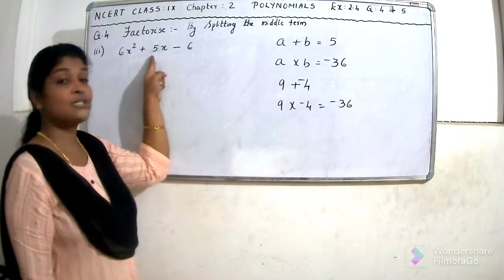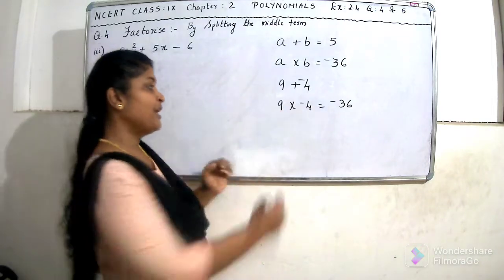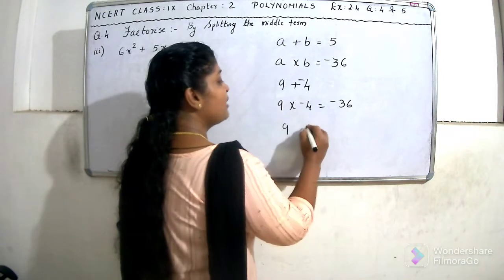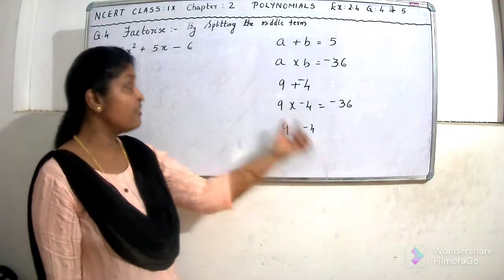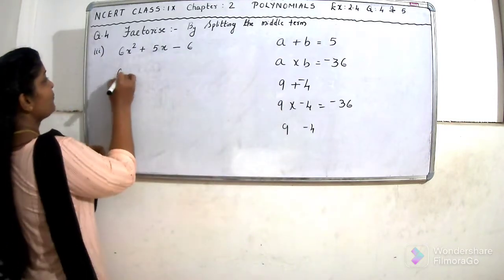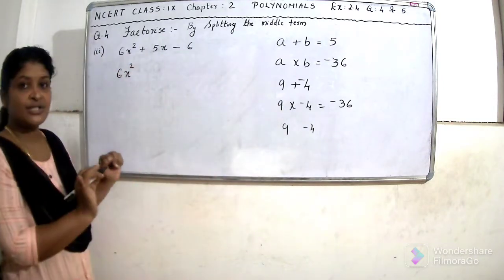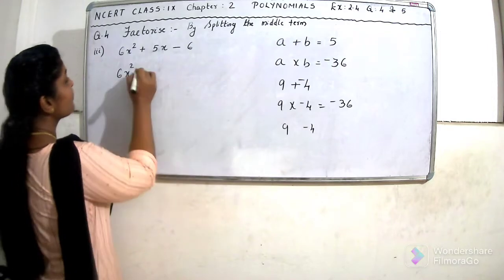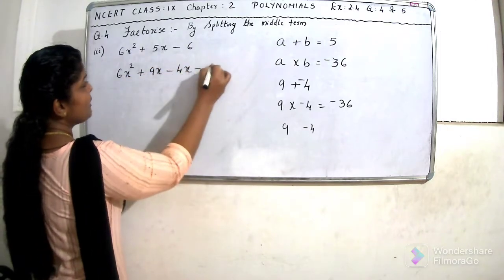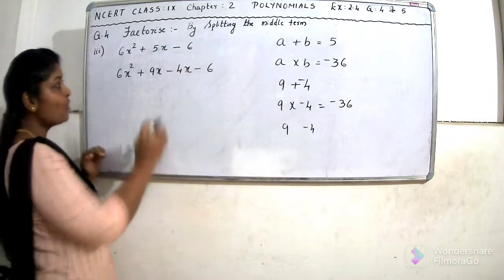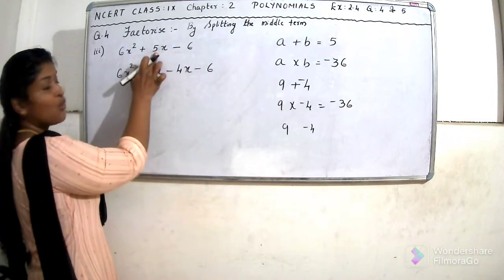So in which way can we split 5? We can split 5 this way: 9 and negative 4. These are the two numbers. So we split like this: first term as it is, no change, then plus 9x minus 4x minus 6. Splitting is over, as adding these two gives positive 5.